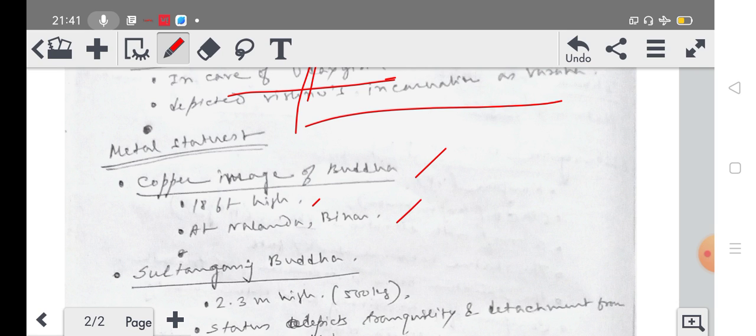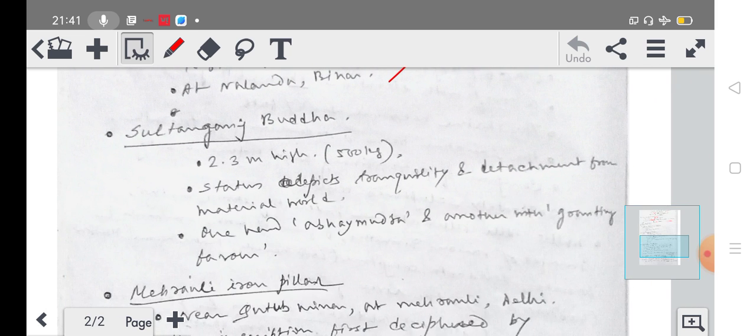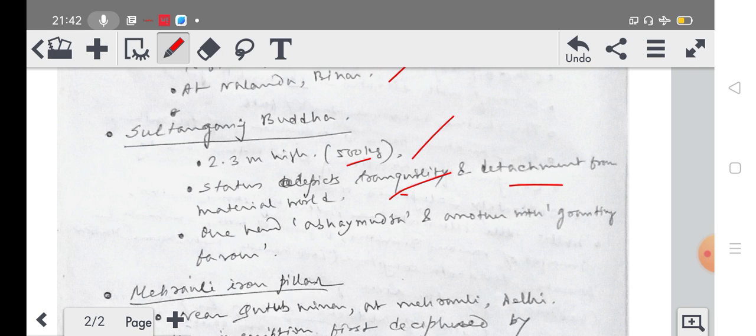And the Sultanganj Buddha. There is another statue of Lord Buddha at Sultanganj, which is 2.3 meters high and weighs around 500 kgs. The statue depicts tranquility and detachment from the material world: the very calmness, the composure, and the detachment, which is peaceful and silent, and detachment from material possessions. He has moved away from the material world, from wealth, property, attachment and desires. That is the depiction of detachment here.